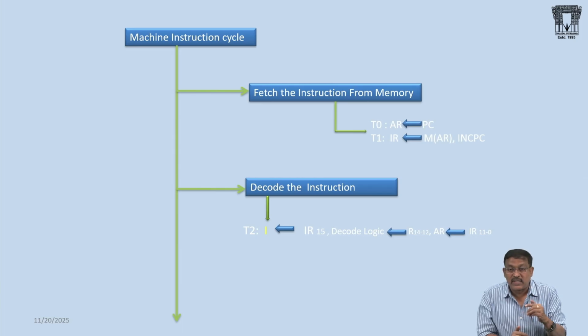12, 13, 14 bits vary between 0 to 6. So that instruction is a memory reference indirect instruction. That's how we are decoding the instruction.